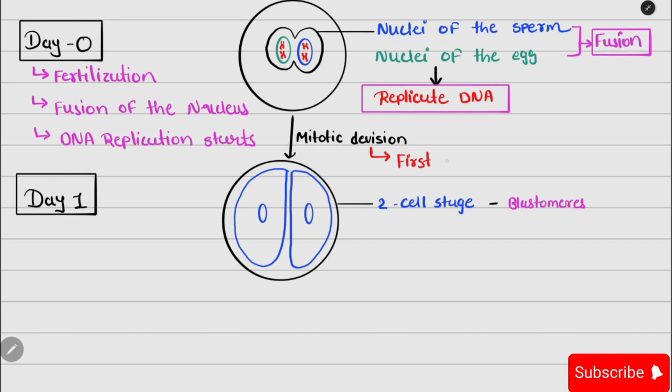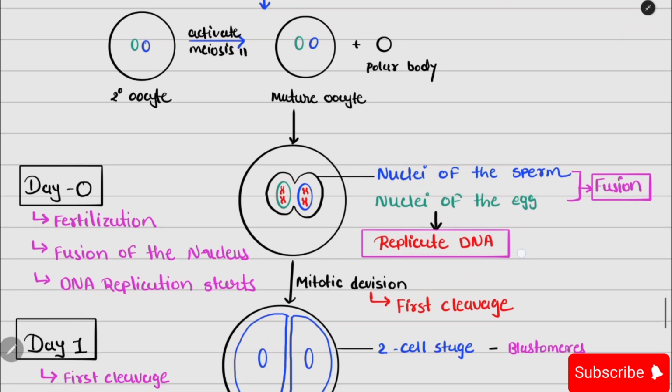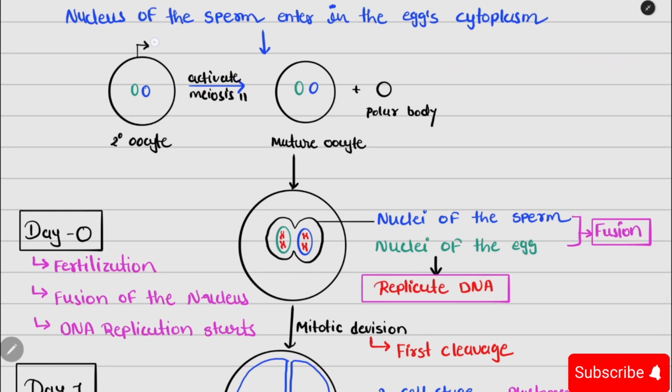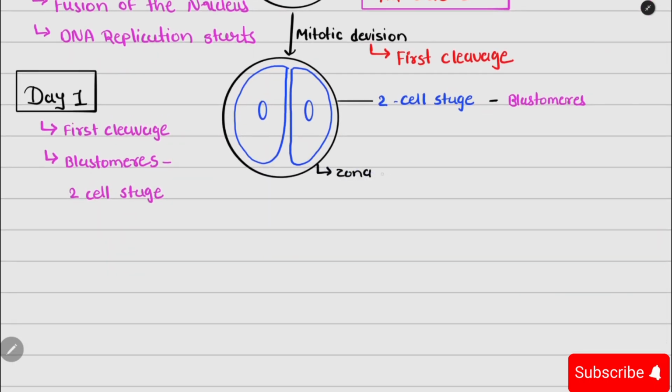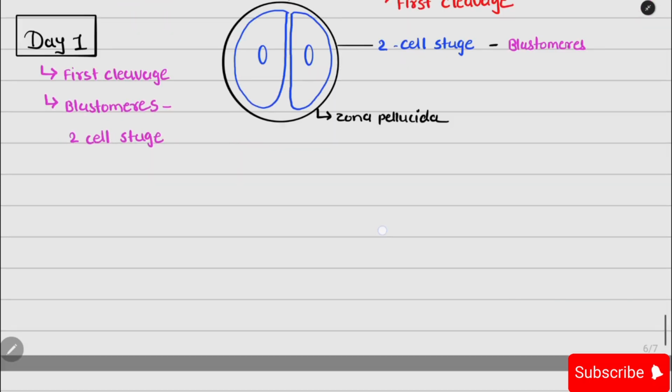This process is called cleavage. At day 1, the first cleavage gives us the two-cell blastomere. The outer black layer visible here is the zona pellucida of the egg. It remains intact throughout this process. And remember that all of this is happening inside the zona pellucida.